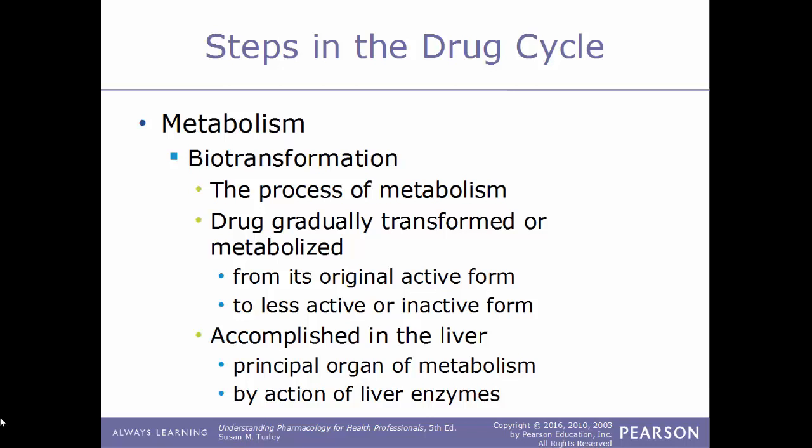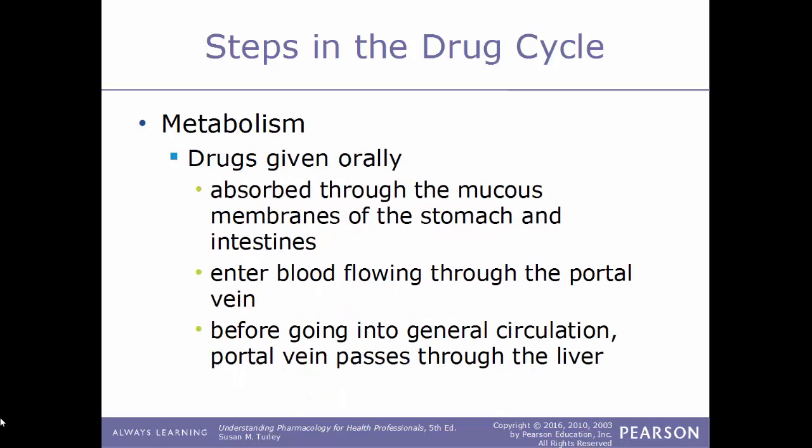Now, a drug will gradually transform from its original active form to a less active or an inactive form, and this takes place in the liver. This is the primary location for metabolism. It's done by liver enzymes. Now, drugs that are given orally will be absorbed through the mucous membranes of the stomach and the intestines, and from here the blood will enter the liver through the portal vein. So blood that is returning from the intestines will actually make a stop at the liver first to be filtered before it goes on to the heart to complete its circulation.